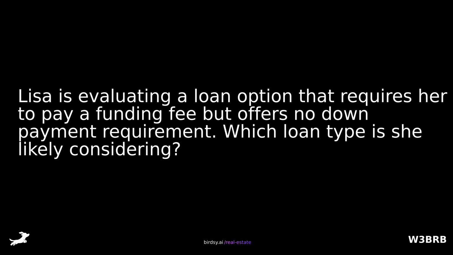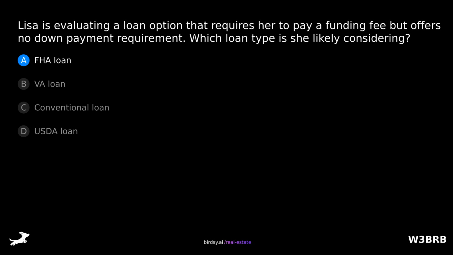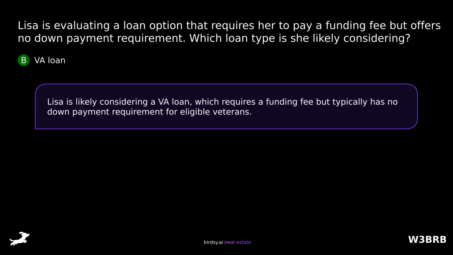Lisa is evaluating a loan option that requires her to pay a funding fee but offers no down payment requirement. Which loan type is she likely considering? Is it A, FHA loan, B, VA loan, C, conventional loan, or D, USDA loan? The answer is B, VA loan. Lisa is likely considering a VA loan, which requires a funding fee but typically has no down payment requirement for eligible veterans.